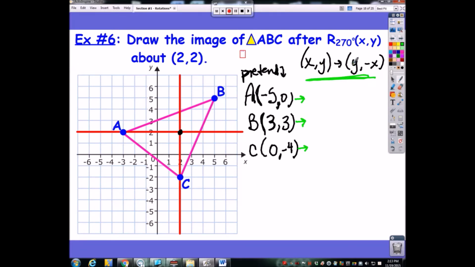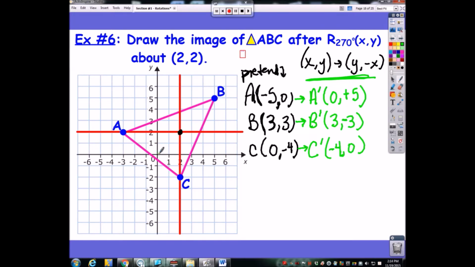We can switch the position of x and y and just switch the sign on the old x as the new y here. So A prime would be located, if I switch my coordinates and then I switch the sign, at 0, positive 5. B prime, if I flip 3, 3, it's still 3, 3, but I need to make the second coordinate negative, so 3, negative 3. And C prime, if I flip around my coordinates, that'll be negative 4, 0, make the 0 negative, but 0 can't really be negative. So now I just get to go graph these 3 points. But I need to graph these 3 points using the pretend 0, 0 as my origin.